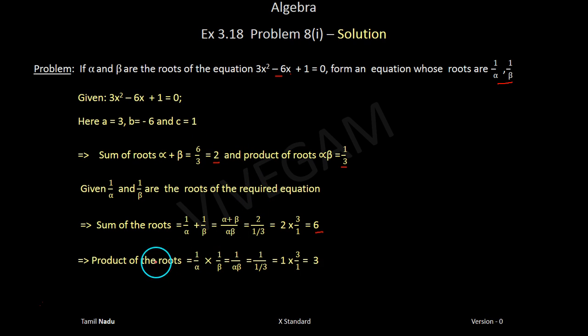The product of the roots is 1 by alpha into 1 by beta, so that is 1 by alpha beta. And alpha beta we know is 1 by 3. Substitute that here, so it will be 1 divided by 1 by 3, that is 1 into 3 by 1, that is 3. So now we know the sum of the roots and the product of the roots.